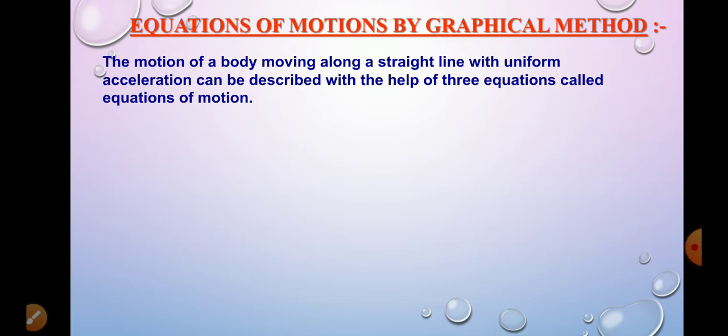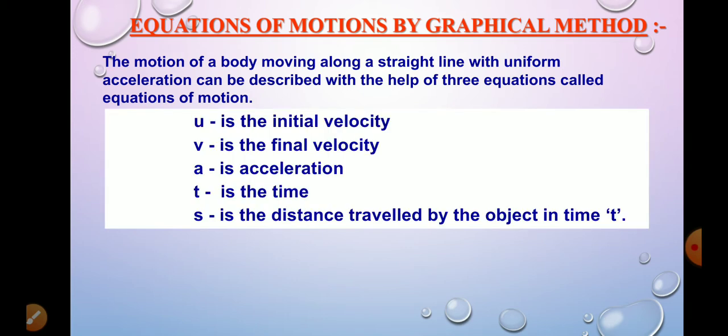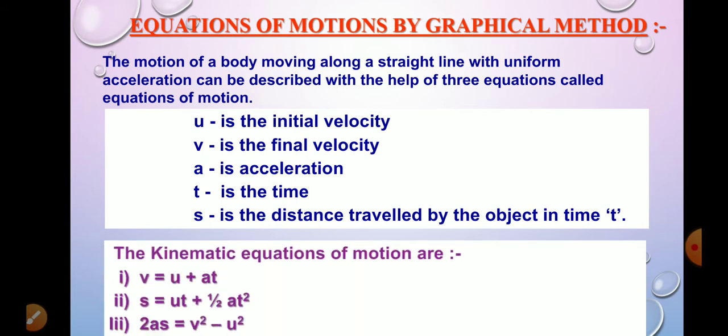Okay, so equations of motion are the set of three equations which establish the relationship between u, the initial velocity, final velocity v, acceleration a, time taken t, and the distance traveled by the object in that time, that is displacement, which we can also say is s. These are the quantities which are related to each other by these three equations of motion.